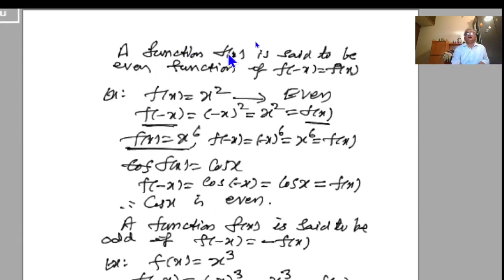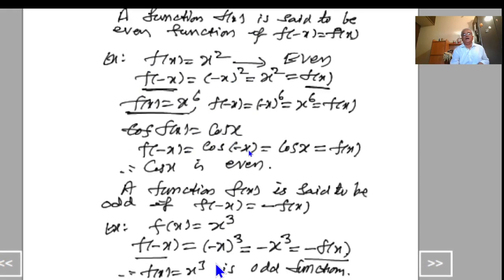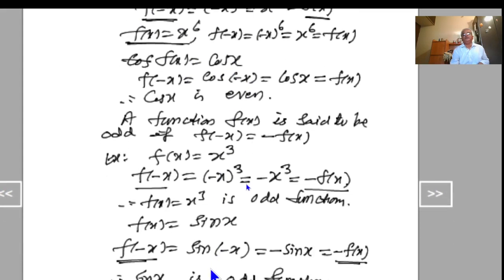Okay, so a function f of x is said to be an even function if f of minus x equal to f of x. For example, x square is an even function, x power of 6 is an even function, and cos x is an even function. And by replacing x by minus x, if the sign of the function changes, then you say that it is an odd function. That is, if f of minus x equal to minus f of x, then it is an odd function. For example, x cube is an odd function, and similarly, any odd power is an odd function.